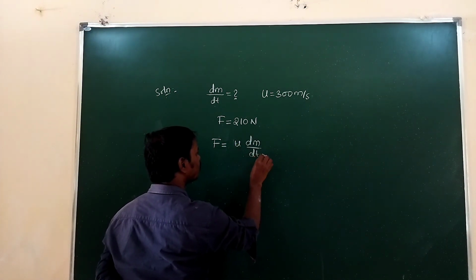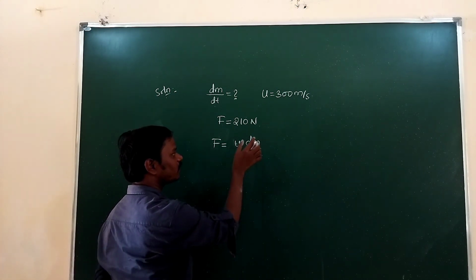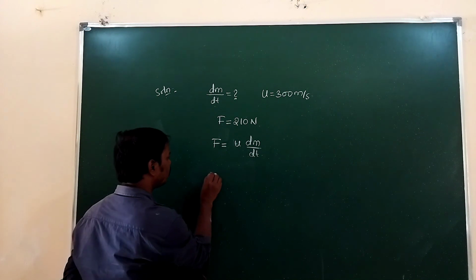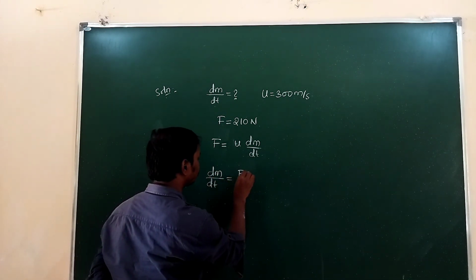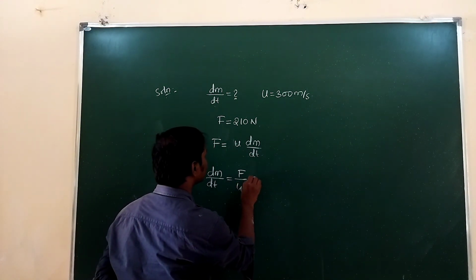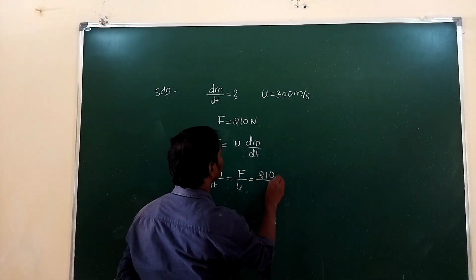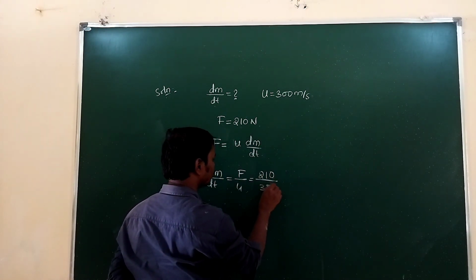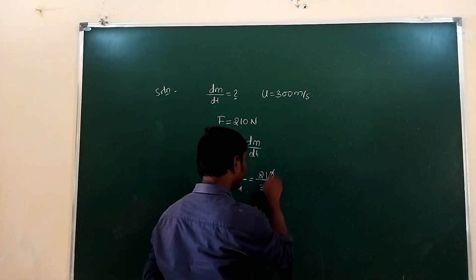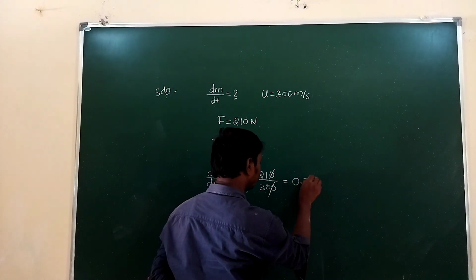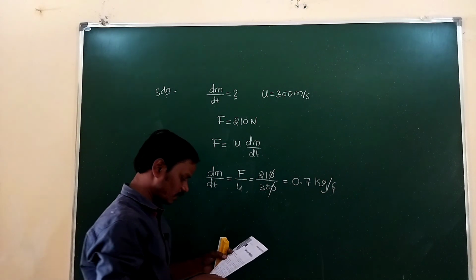Here mass is variable but velocity is constant. Our aim is to find the rate of combustion of the fuel. Then dm by dt is equal to F by u. F is 210, u is 300. So 210 divided by 300 is 0.7, that is 0.7 kg per second.